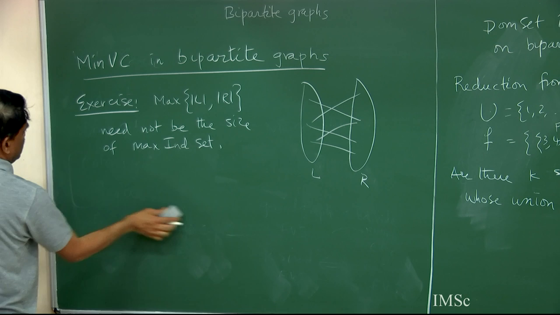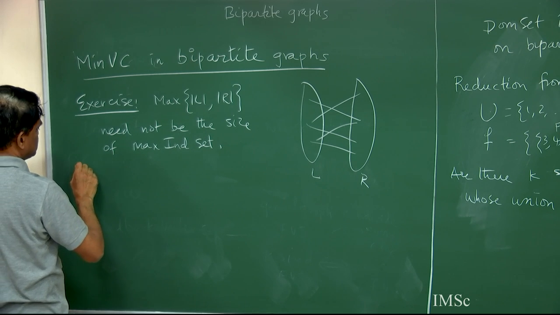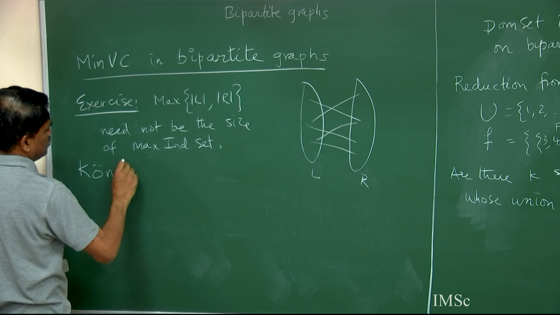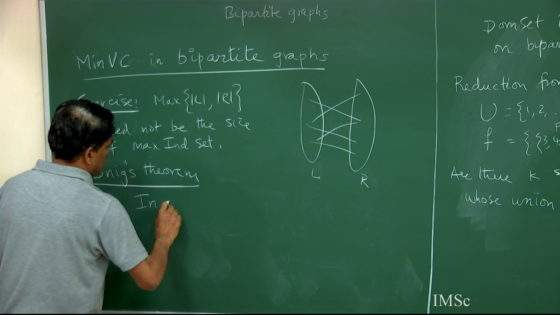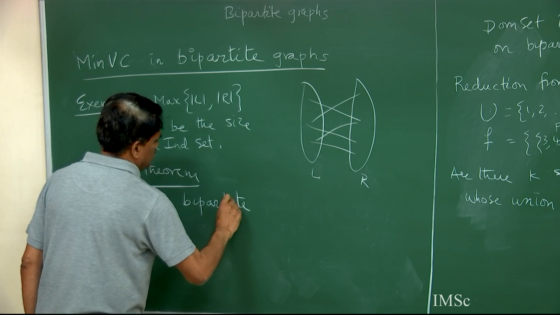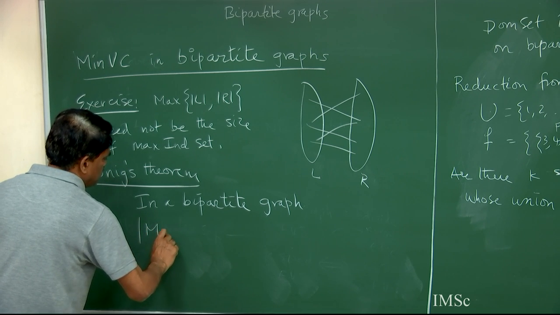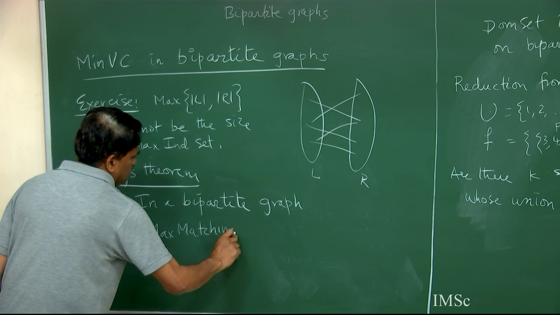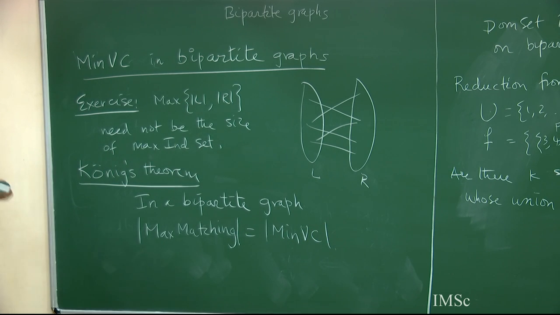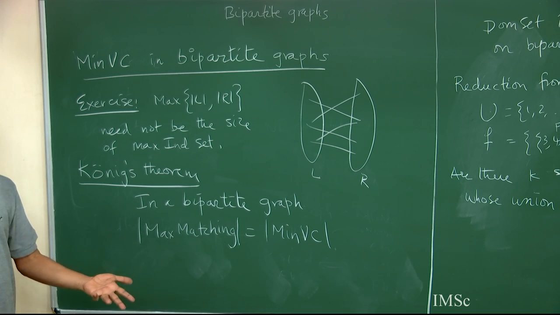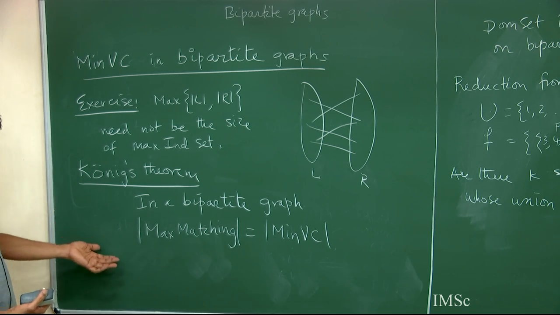So the algorithm is based on the following nice min-max theorem, called Koenig's theorem. This tells you that in a bipartite graph, the size of the maximum matching is equal to the size of the minimum vertex cover. And maximum matching is something we can find in polynomial time, not just in bipartite graphs, even in general graphs actually, but for bipartite graphs there is a very simple algorithm to find a maximum matching.